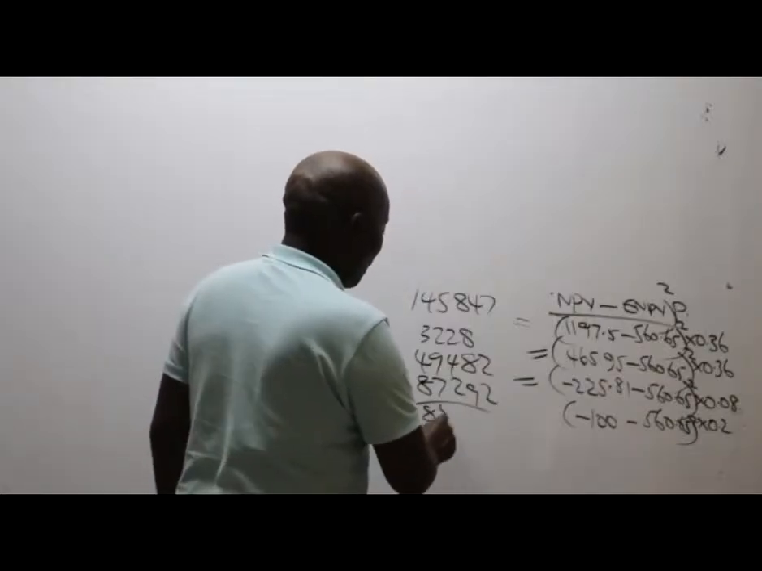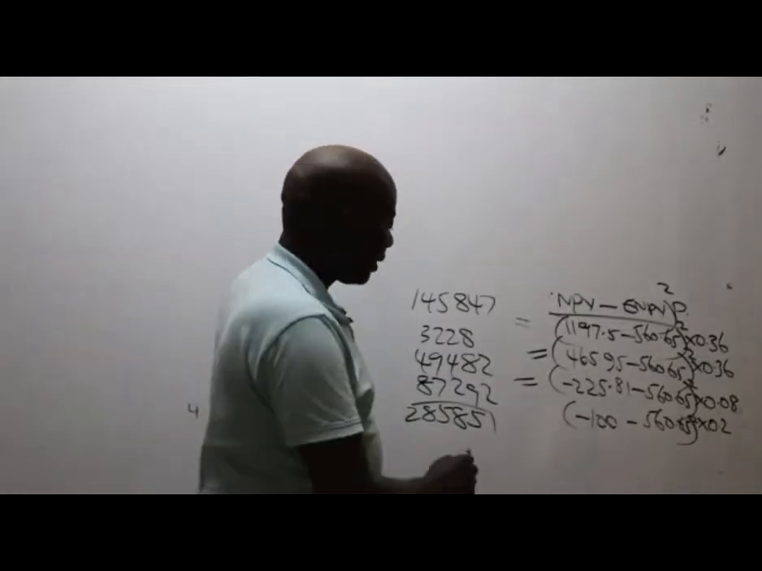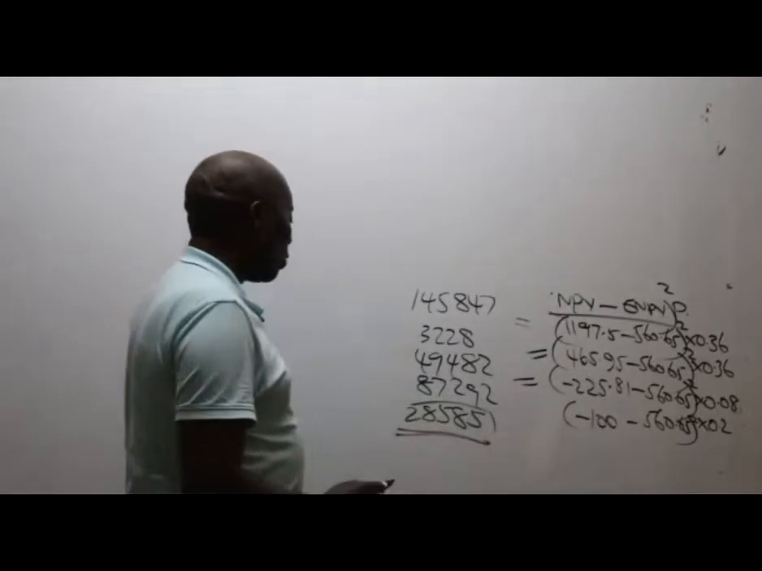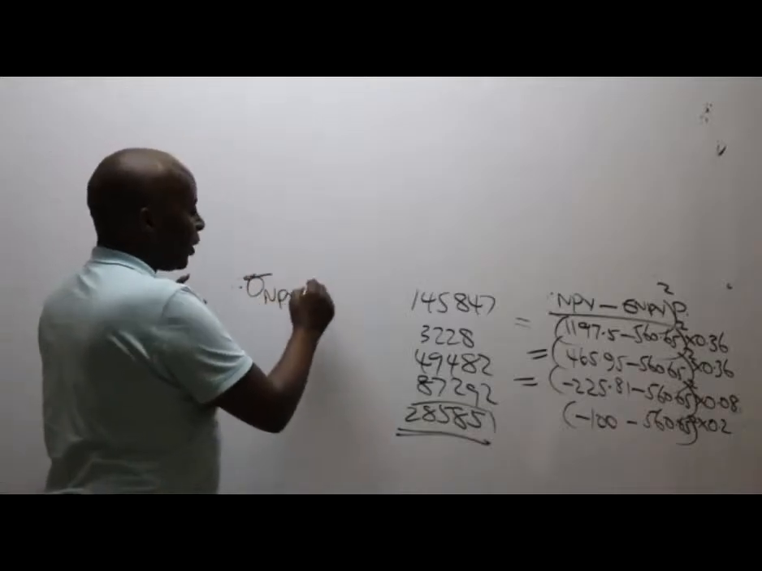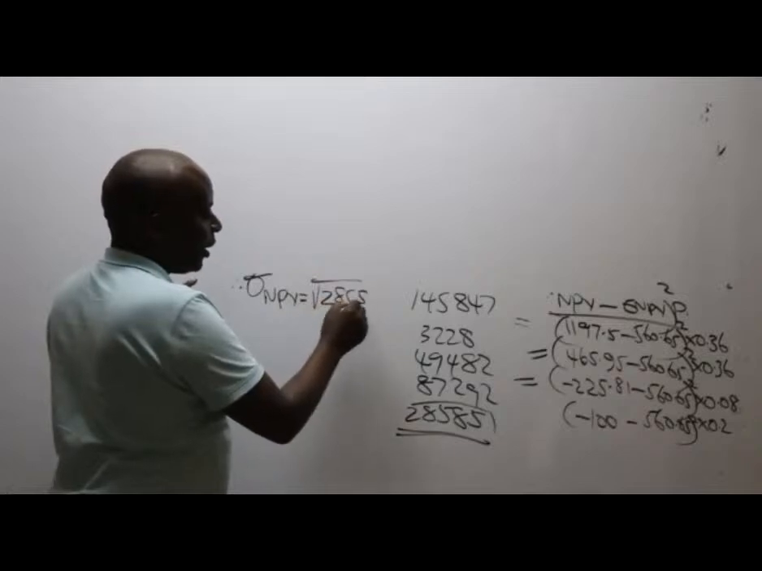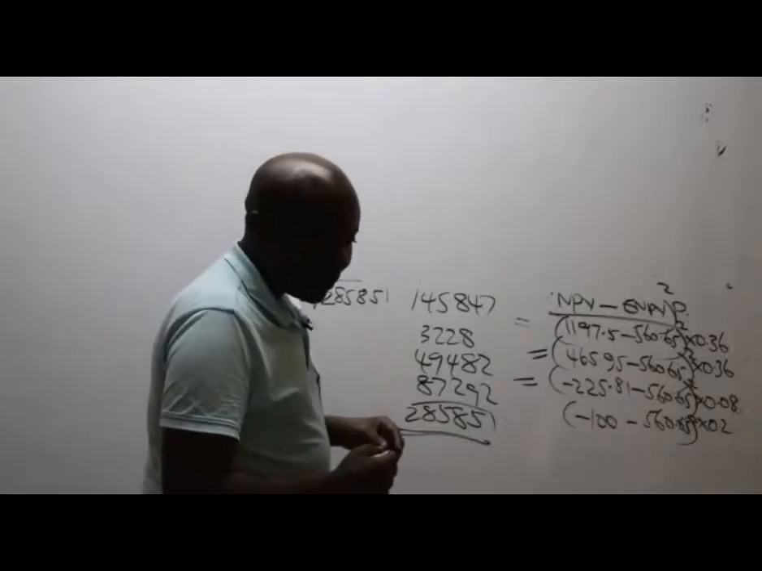285,851. This great lady also cannot cheat me. Thank you very much. So this is the total, what we call the variance, and therefore the standard deviation of the NPV will be the square root of that figure, 285,851, which gives us what approximately here, somebody?